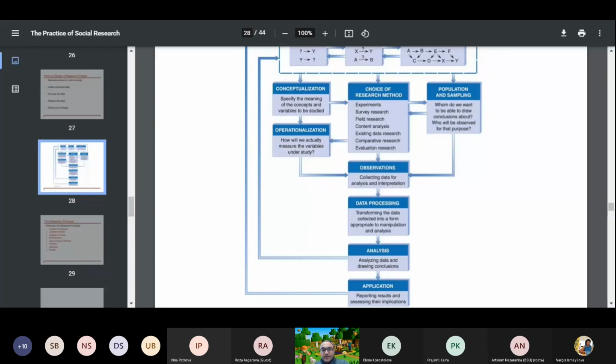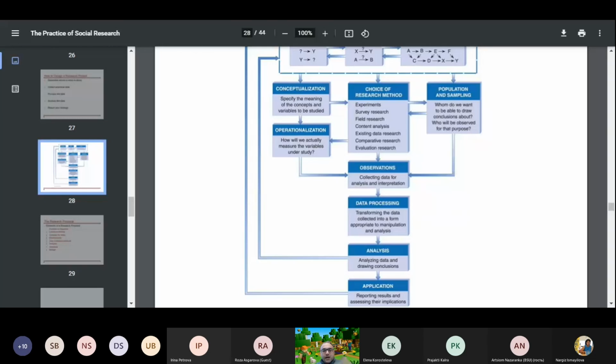That's survey research. Field research is more about observation. Content analysis is when you take a certain type of documentation, statements, speeches, and you look at those documents to see how they analyze it. Then we have existing data research, which is more about statistics. Then we have comparative research, when you compare two cases, and evaluation research.